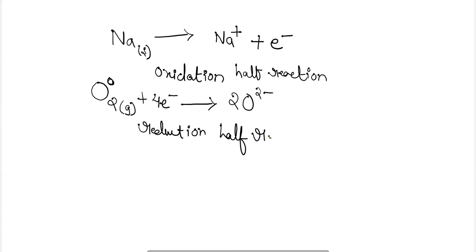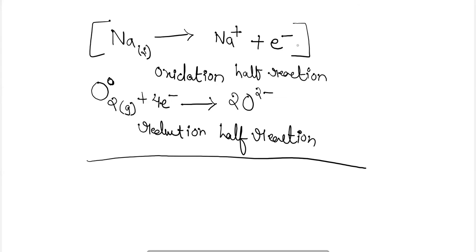The reaction showing the oxidation process is termed the oxidation half reaction, and the reaction showing the reduction part is termed the reduction half reaction. In order to add these two reactions, we will multiply the oxidation part by 4. Then the 4 electrons can be easily cancelled, and the compounds left out will be formed.